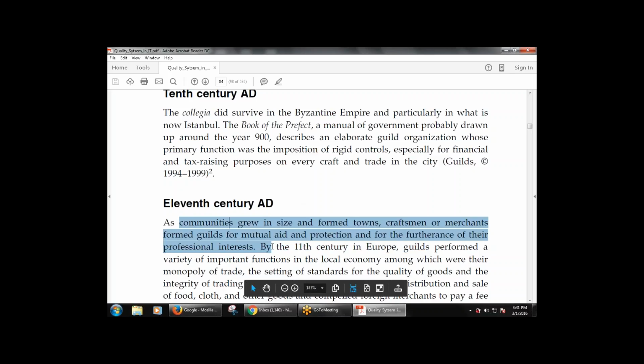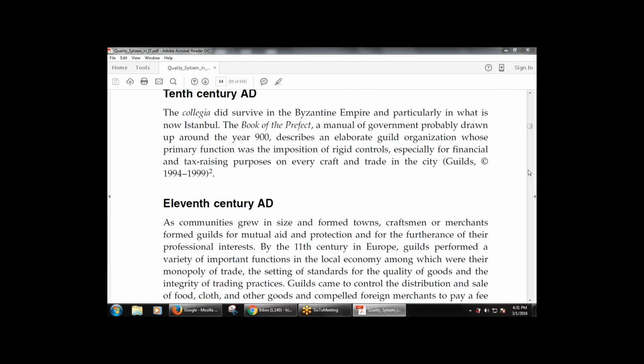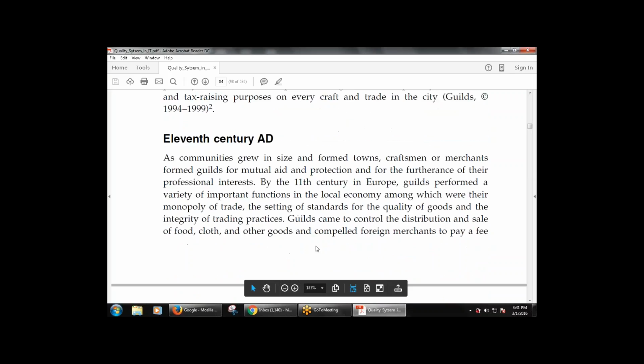So whatever the professional interest, whatever the furtherance of the interest, that is in the 11th century AD. And by the 11th century in Europe, guilds performed a variety of important functions. So there are multiple functions in the local economy, which were a part of the monopoly of the trade. That is also a part of the 11th century AD. That is a standard for the quality of the goods and the integrity of the trading practices.